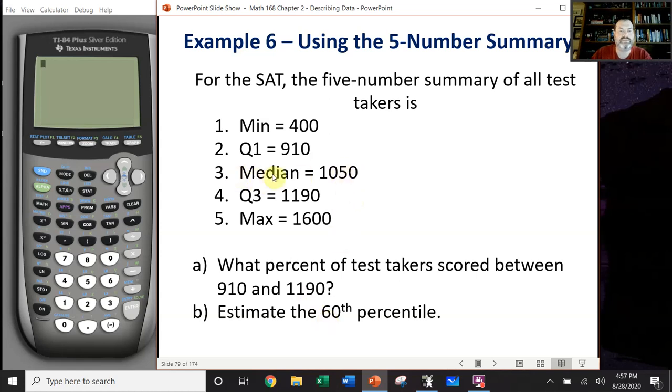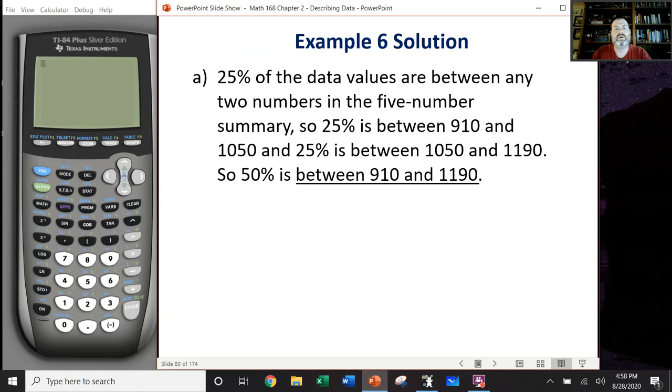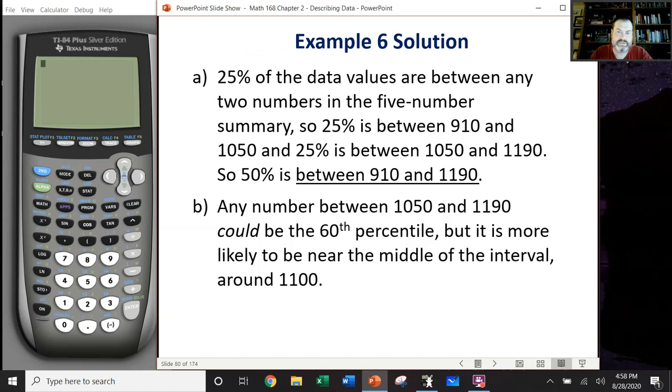Well, here's the 50th, and here's the 75th. So it's somewhere between 1050 and 1190. And it's probably close to the middle of that interval, because 60 is close to the middle of 50 and 75. So there's your answer.